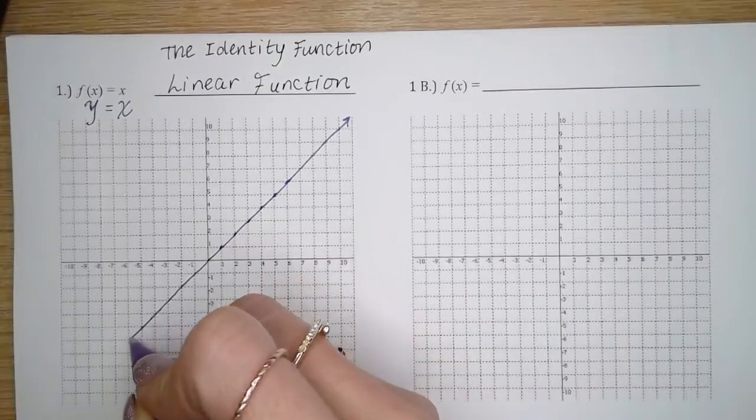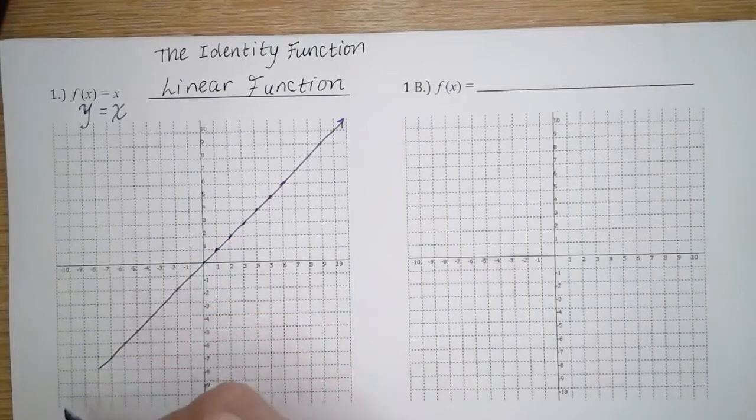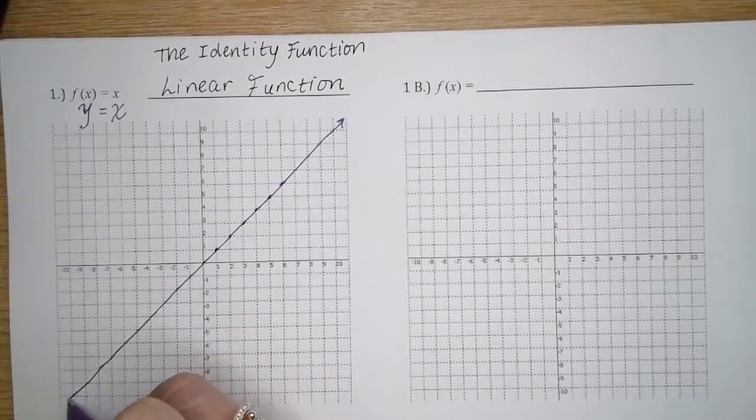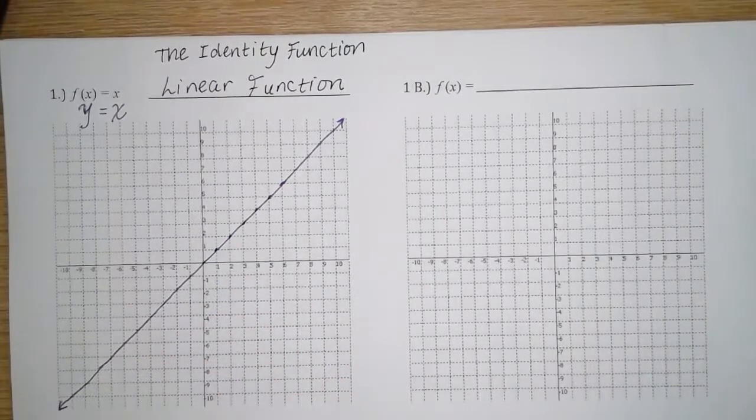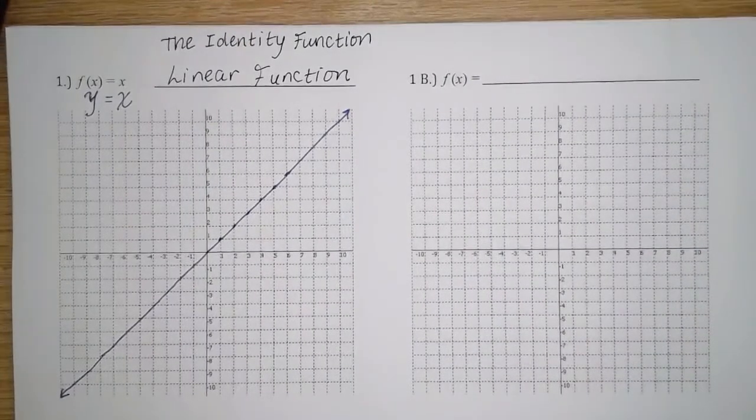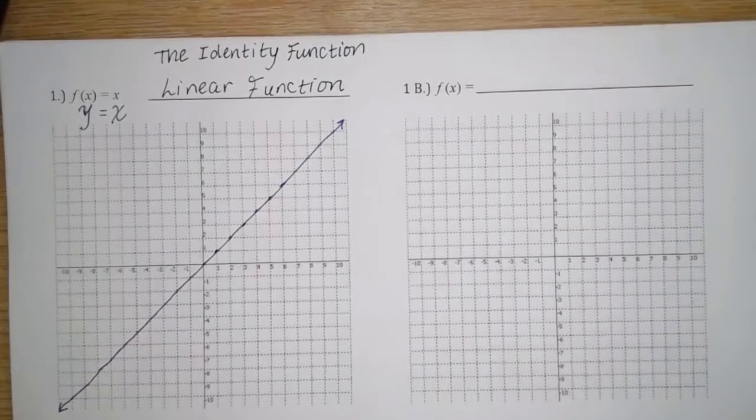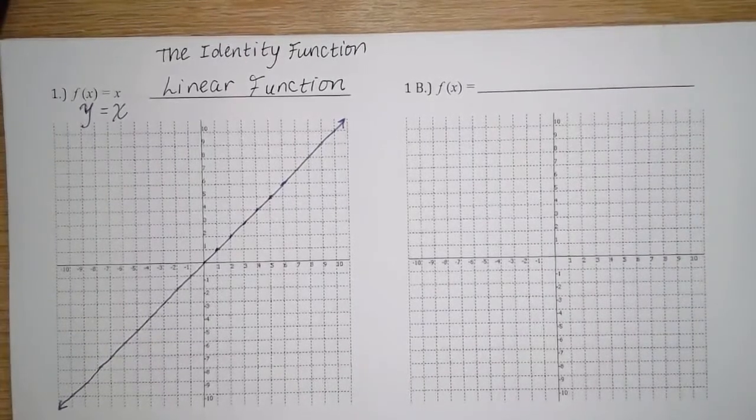When you were younger and you graphed this using y equals mx plus b, you would have said y equals 1x plus 0, I suppose, and that would just be a line with a slope of 1, a rise and run of 1, and a y-intercept of 0.